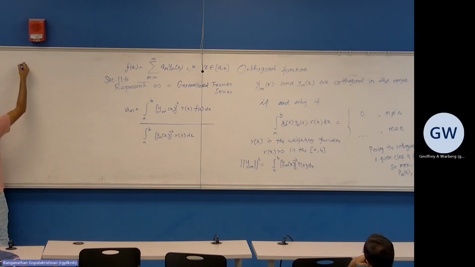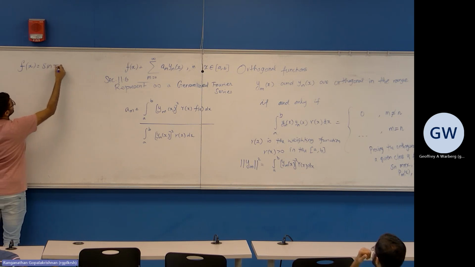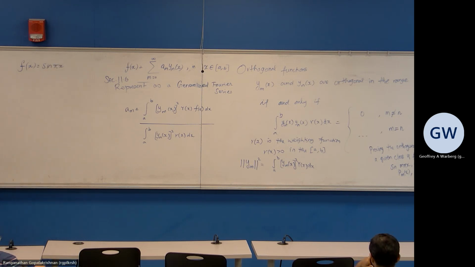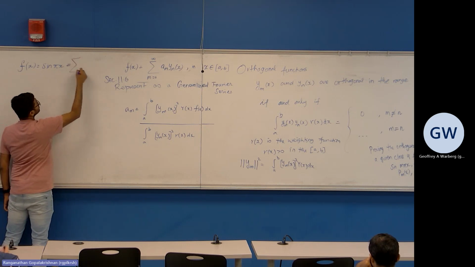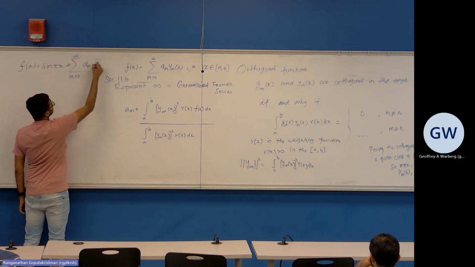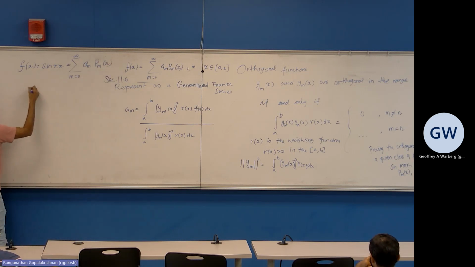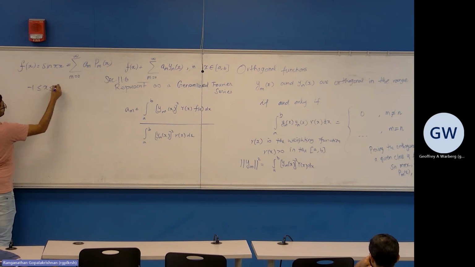So let's try a simple function f of x equal to sine pi x, and you want to represent that as the summation m equals 0 to infinity of am pm of x in the interval -1 to +1.